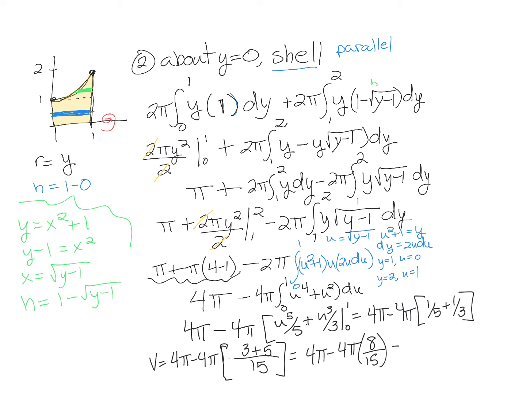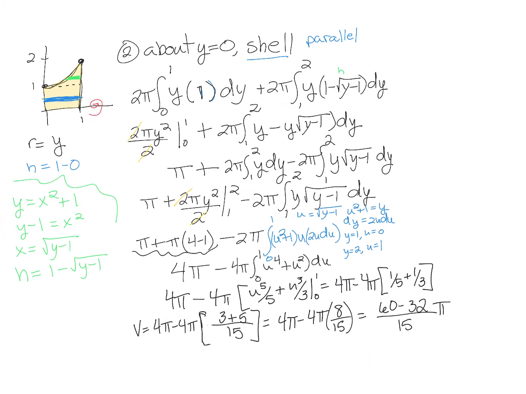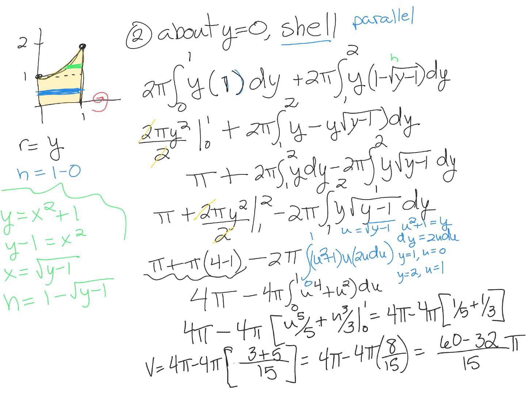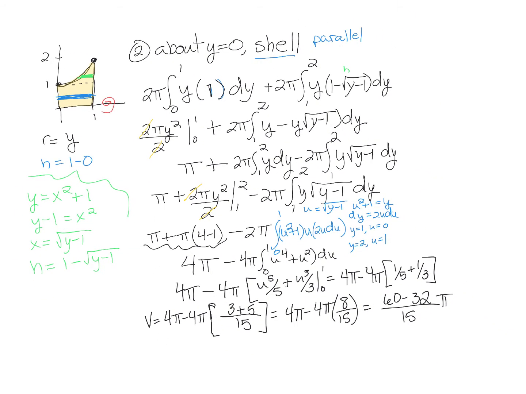The 4 times 8 is 32, but I got to multiply this guy by 15 over 15. So this is going to be 60 pi minus 32 pi, and that's going to give me an answer of 28 pi over 15, which is the same thing we got last time. Sorry.